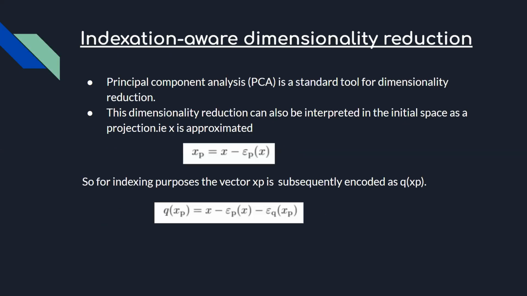Now, indexation aware dimensionality reduction. As we know, dimensionality reduction is an important step in approximate nearest neighbor search, as it impacts the subsequent indexation method. Principal component analysis, popularly known as PCA, is a standard tool for dimensionality reduction. This dimensionality reduction can be interpreted in the initial space as a projection, that is, X is approximated as xp equal to x minus sigma of x. So for indexing purposes, the vector xp is subsequently encoded as q of xp.